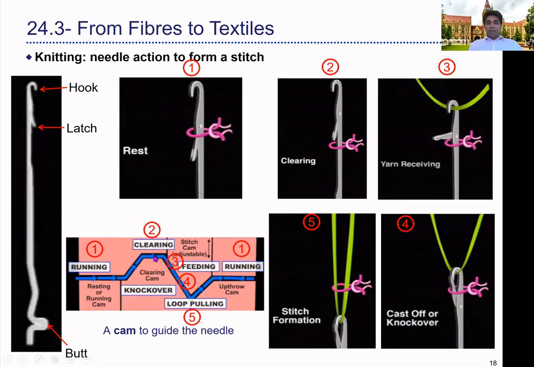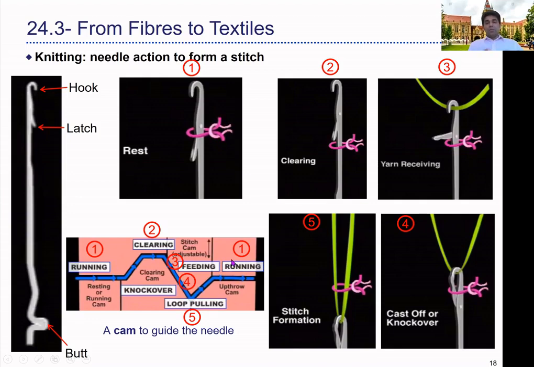Then as it comes to steps three and four, it is moving down. When the loop pulls in, at stage five, it is at the lowest possible position vertically. After that, it moves back to the running process to start a new stitch. So this cam will drive the needle to clear, receive, knock over and form the stitch, and then it repeats to create a new stitch again.